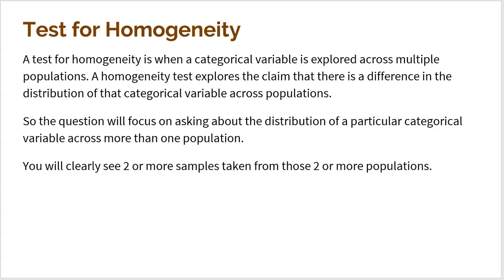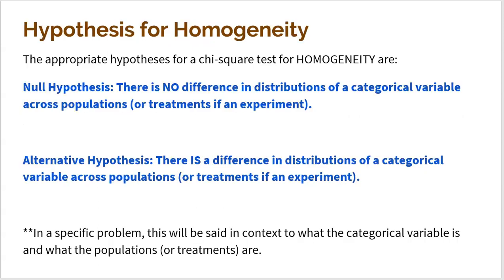So the question will focus on asking about the distribution of a particular categorical variable across more than one population. You will clearly see 2 or more samples taken from those 2 or more populations. All right, when you do have a hypothesis for homogeneity, they're actually quite simple, and you're going to type these out. These are going to be written words. These aren't symbols here at all, okay? So here are the appropriate hypotheses.